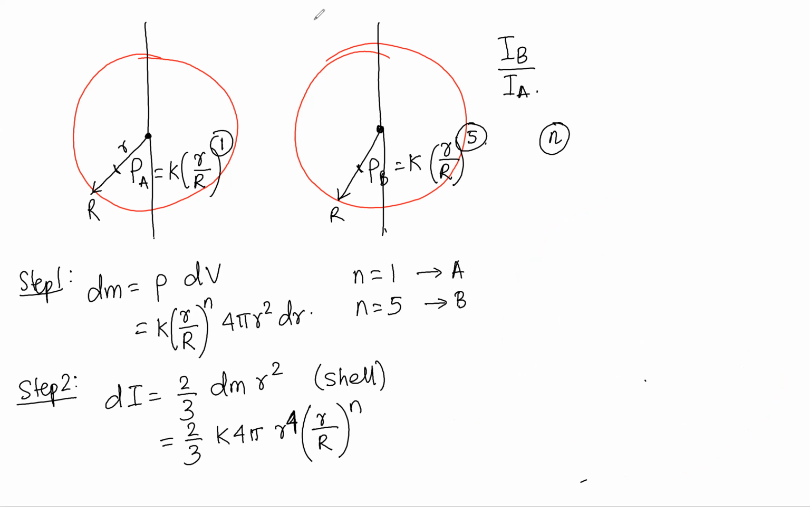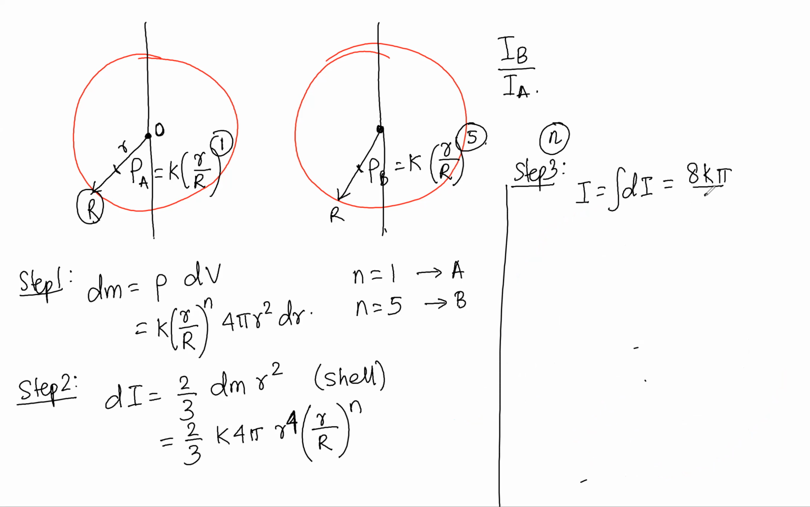So lastly, we'll have to use step 3. Use integration to find out the moment of inertia. So I is equal to the integration of di. What is the range? r is equal to 0 is the center of the sphere, and r is equal to R is the outside surface of the sphere. So it will be equal to 2 by 3 into k into 4 pi. So that is equal to 8k pi by 3.